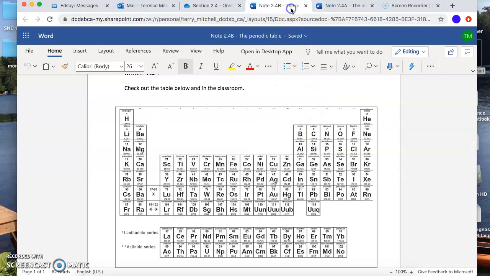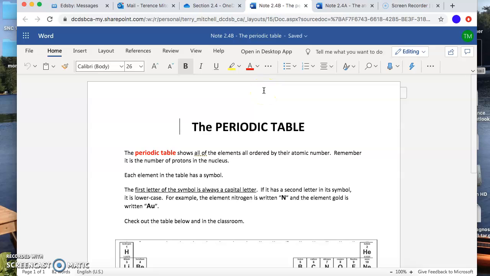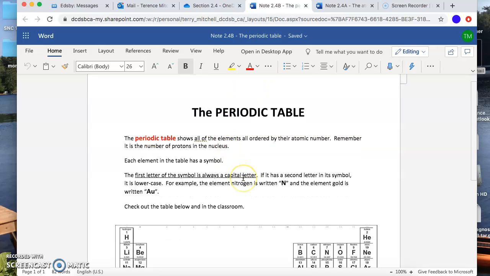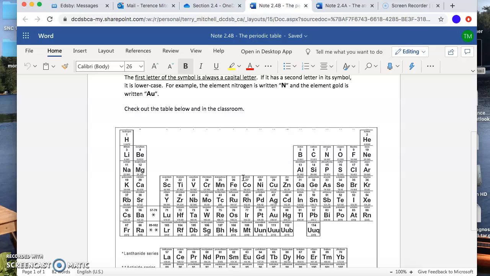All right, moving on to the periodic table. So the periodic table is this table which displays all the elements. And there is an order to this periodic table. And the order is by its atomic number. So you can see here, hydrogen is 1. Helium has 2 protons in its nucleus.